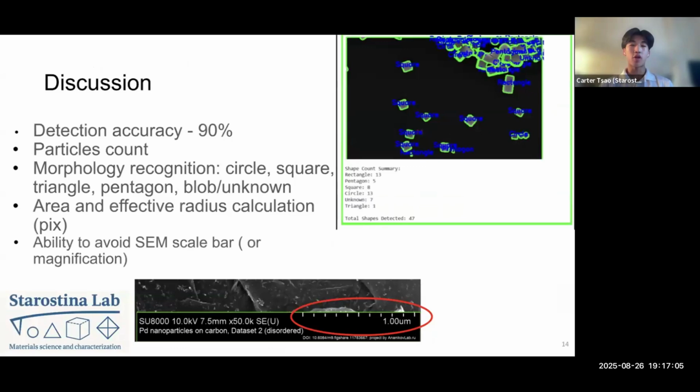So just going over everything for the cuboidal model, it has reached a detection accuracy of 90%, covering the particle count, morphology recognition, the shapes I spoke about earlier, the area and effective radius, both in pixels, and avoiding the scale bar. You can see on the right a clearer picture of the output of the model, highlighting the particles that it identifies in green and labeling them with what shape it is.